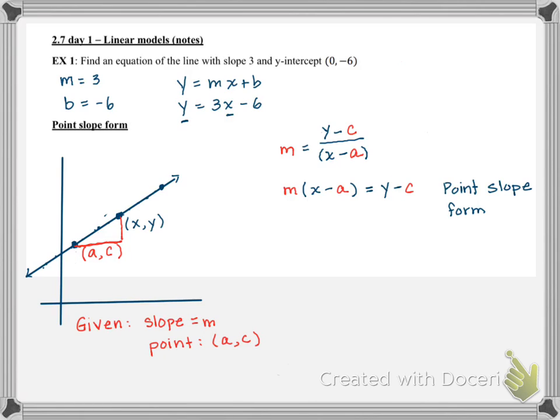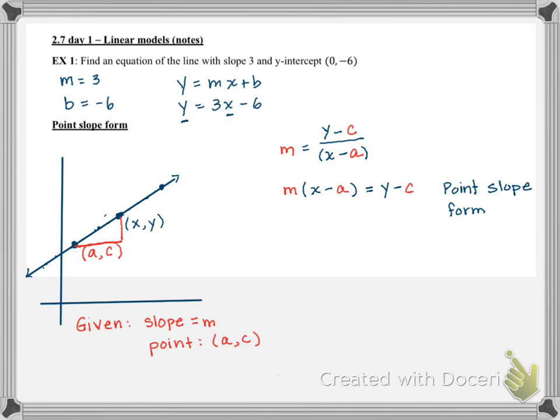Point slope form isn't a form of a line that somebody's going to give you, like, here's an equation for a line and it will look like that. You won't ever see a line in that form. It's just a preliminary form that we use to get to the equation of a line using the slope and a point.